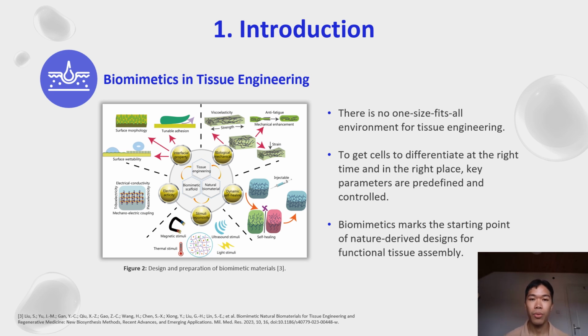As you may already know, there is no single definite scaffold that can be used universally. But unlike traditional constructs, biomimetic scaffolds made from natural biomaterials can provide cells with a wide range of biophysical and biochemical stimuli that resemble that of the native extracellular matrix, which is advantageous in regenerative medicine.